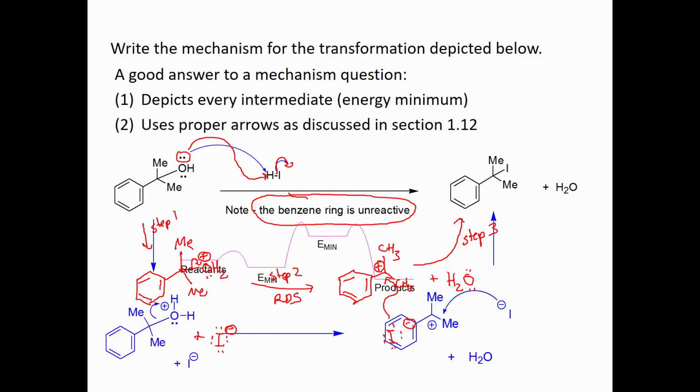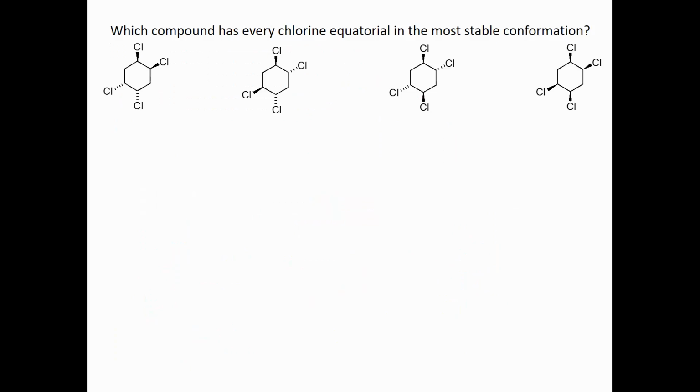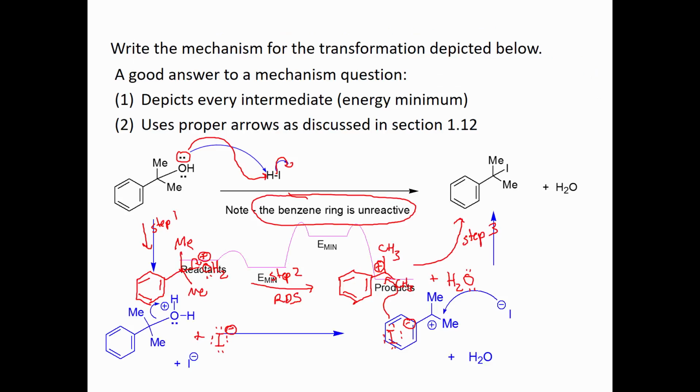Okay, energy minima. Okay, remember that we have to show all of the reactive intermediates, so it's essential that we show the protonated alcohol and the carbocation. These 2 intermediates have to be shown to get all of the credit for the answer. Okay, and this is where we're going to end this video right here.